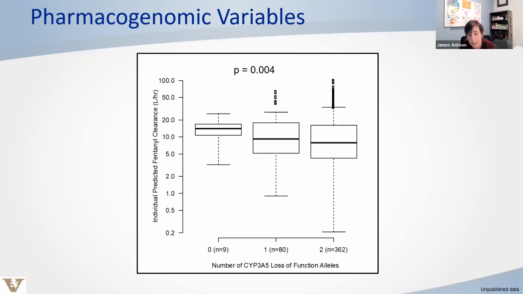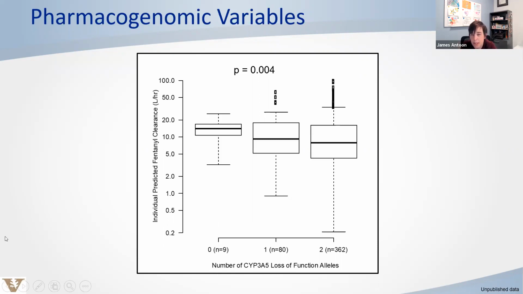So we can see that the people with no loss of function alleles, the normal metabolizers using the current CPIC terminology, had faster clearance, whereas those who had 2 loss of function alleles, which was the majority of the cohort, actually had lower clearance of the drug.